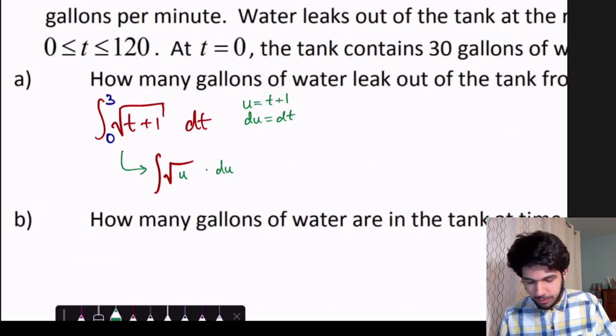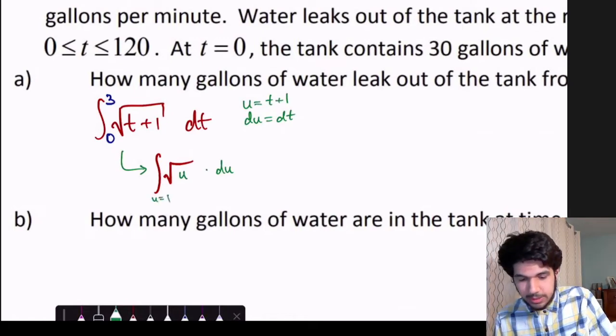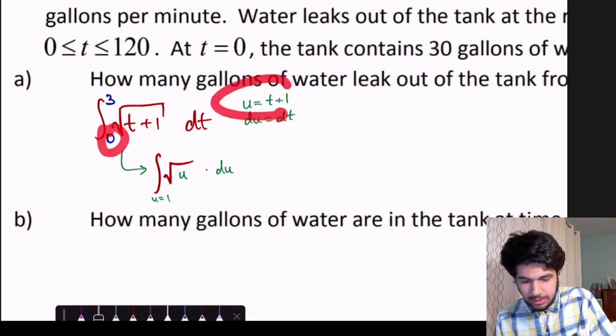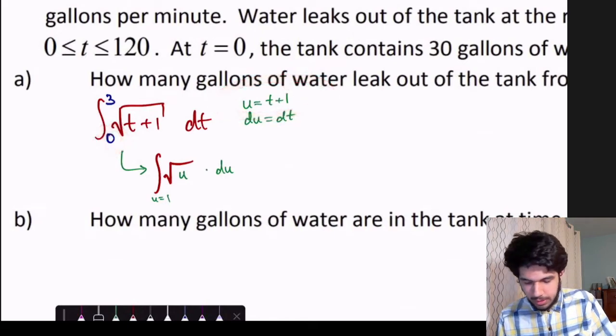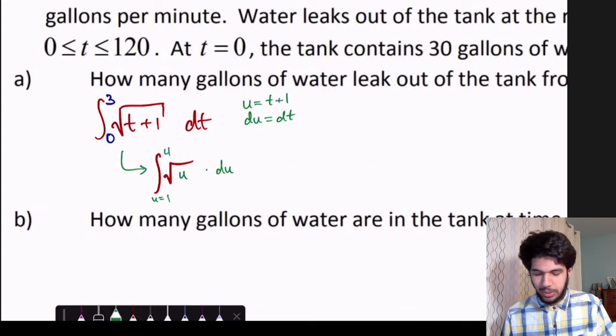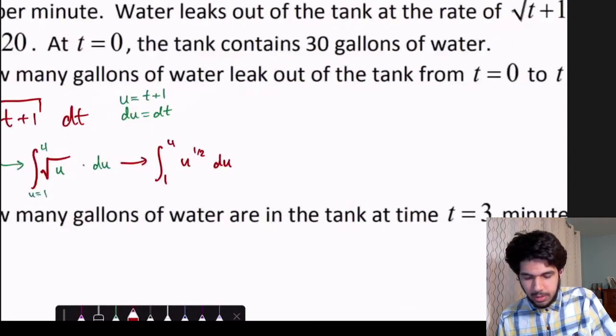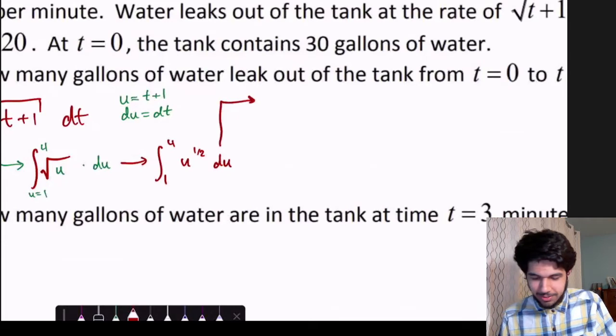So this would be from u equals 1, because we're putting this 0 into this t plus 1, and we get 1. So it goes from u equals 1 to 4. Okay? So we can rewrite the square root as u to the 1/2 power du. And now we can just use the power rule. Sorry about all of the arrows, but it's just the room.